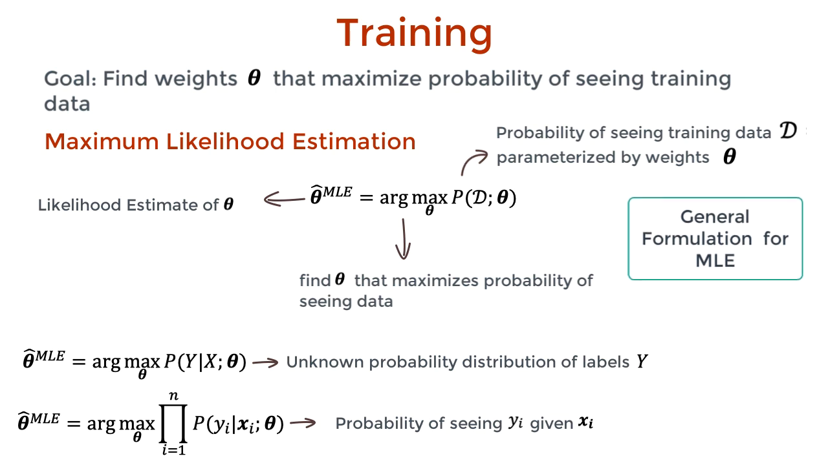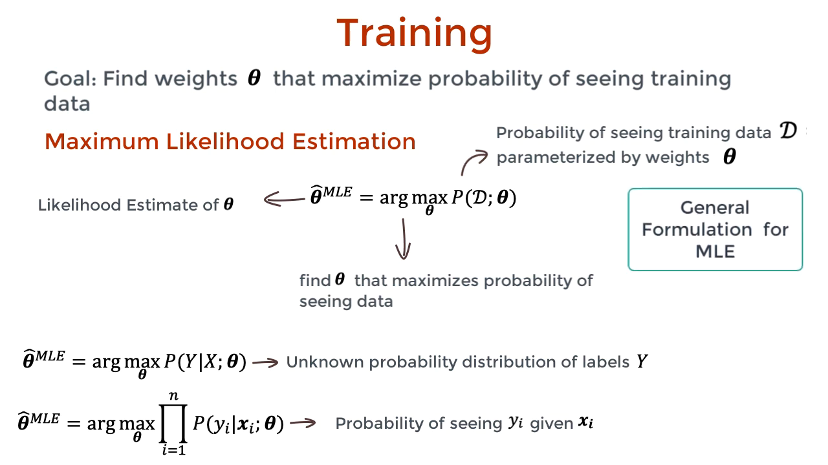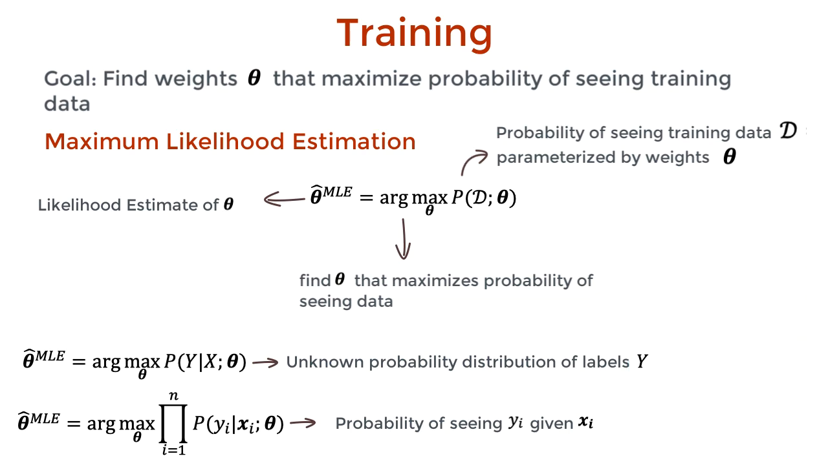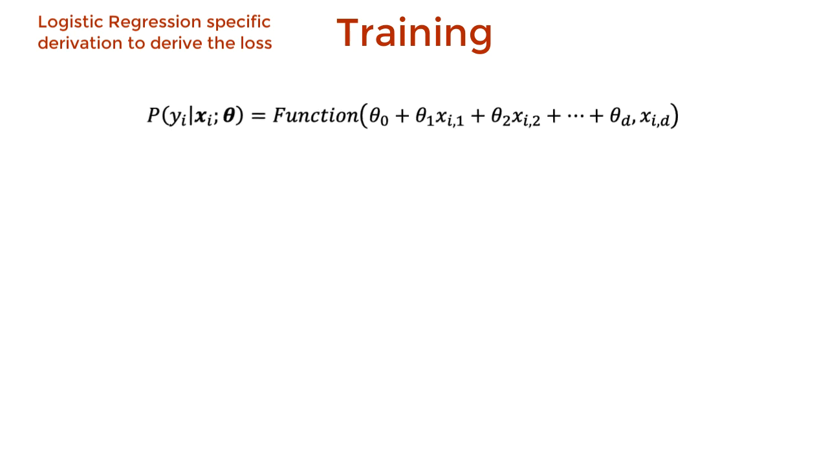Remember, the goal is training here, and for training, we need some loss function to minimize. So let's derive this loss function. From here, the derivation gets specific to logistic regression. Well, I just mentioned that P is an unknown probability distribution of the labels y. For logistic regression, we make the assumption that this distribution can be approximated with another function, which is a linear combination of features and weights. I'll rewrite it in vector form.